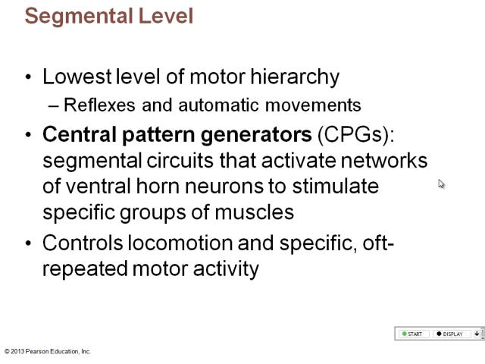So reflexes and autonomic, automatic movements, breathing, heartbeat, all of that stuff. Central pattern generators are going to help control movement and very specific repeated motor activity. We do very specific repeated motor activity all the time.